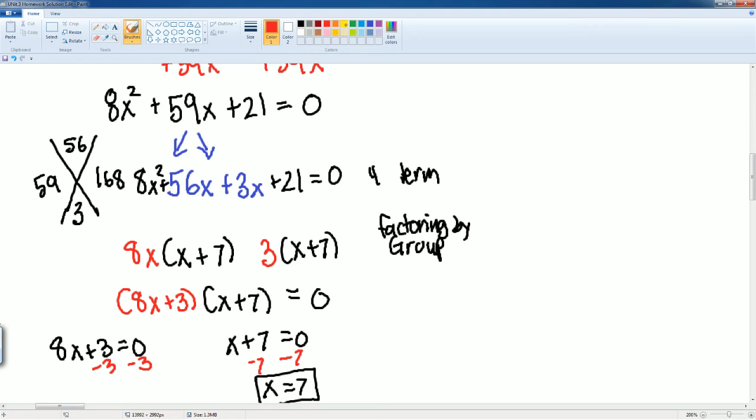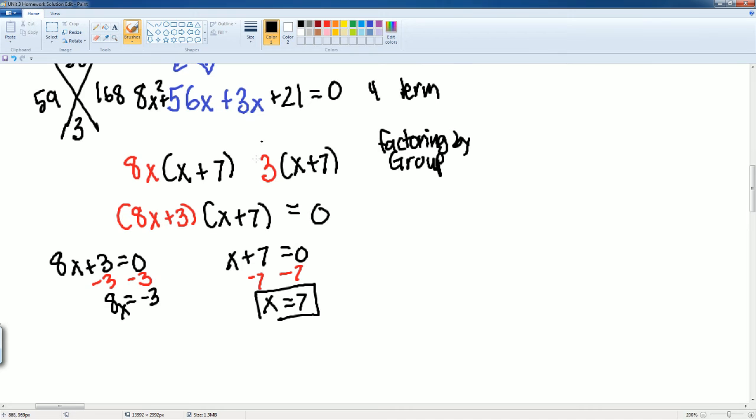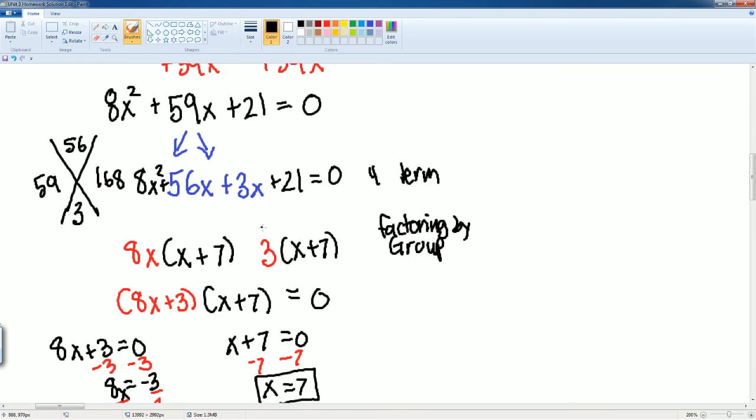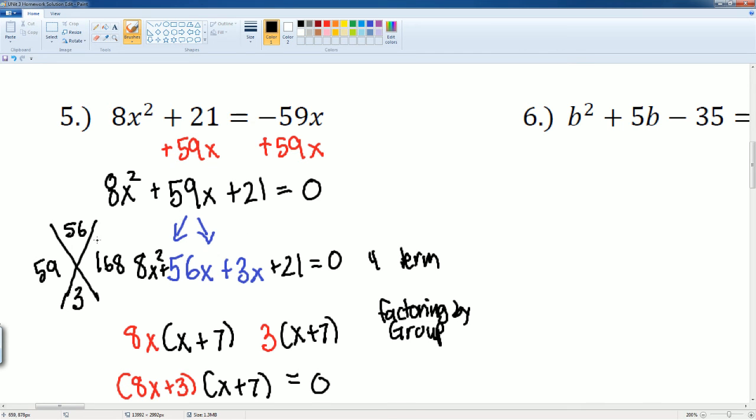Your second solution: let's subtract 3 from both sides. This gets you 8x is equal to negative 3. Divide by 8 on both sides. This gets you x is equal to negative 3 divided by 8. There you go. So these are your two solutions. Yes, I understand the numbers got ugly, but you just have to deal with it for number 5.